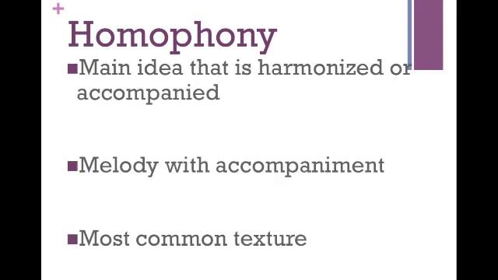The third type of texture is homophony. Homophony is the main melodic idea that is either harmonized by other lines or supported by them. A simpler way of thinking about it is a melody with an accompaniment. This is the most common texture in music. A typical opera aria or a popular song is homophonic.